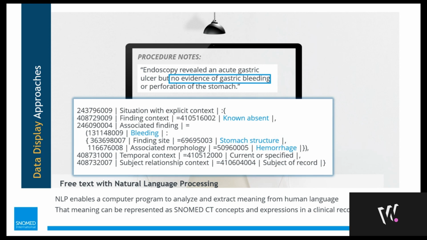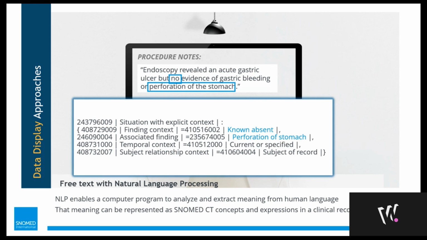No evidence of gastric bleeding leads to the situation with explicit context expression, with the associated finding being a nested expression representing a bleeding in the stomach structure with a morphology of hemorrhage. Also note how the finding context here correctly is stated as known absent. Similarly, the sentence, no perforation of the stomach leads to the situation with explicit context expression, with the associated finding being perforation of stomach, and again a finding context of known absent.